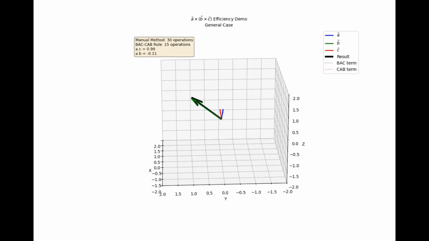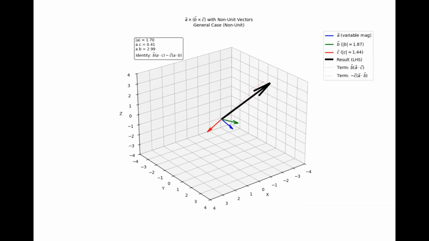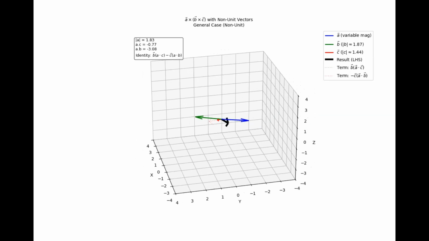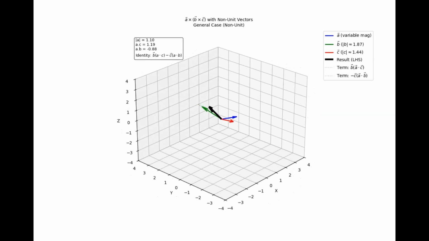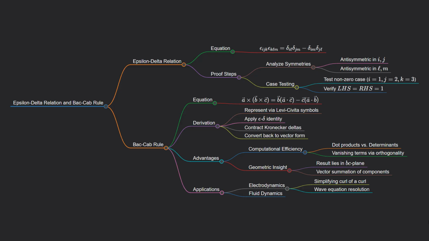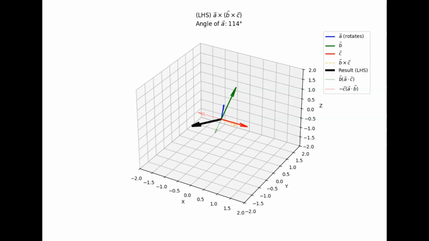The practical value of these identities lies in their computational efficiency. A manual approach to nested rotations is cumbersome, often requiring roughly 30 separate operations. In contrast, using the established identity, often called the BAC-CAB rule, reduces this to between 7 and 15 operations by focusing on simple projections. This efficiency is amplified when vectors are orthogonal, perpendicular, as entire sections of the equation vanish instantly when their projection becomes zero.